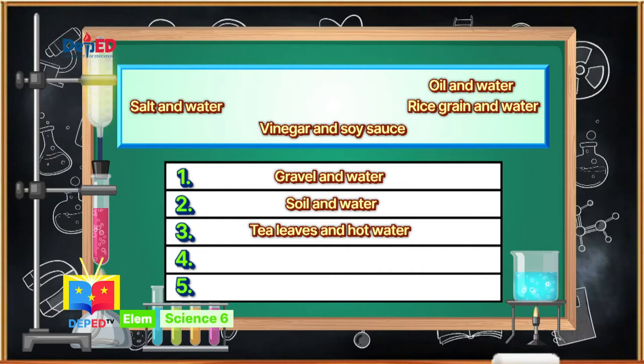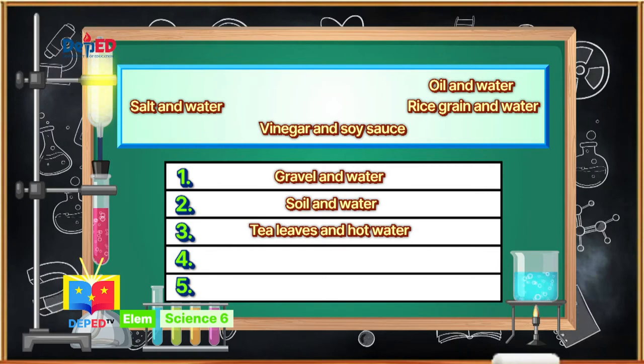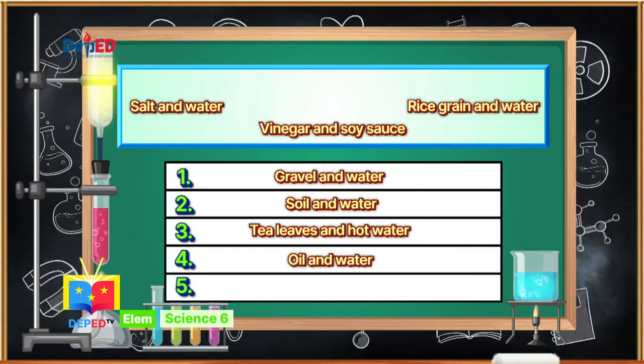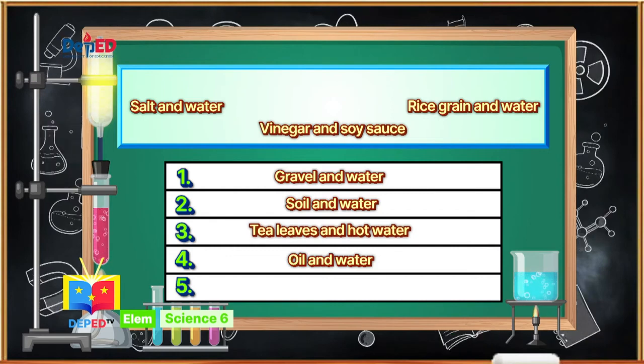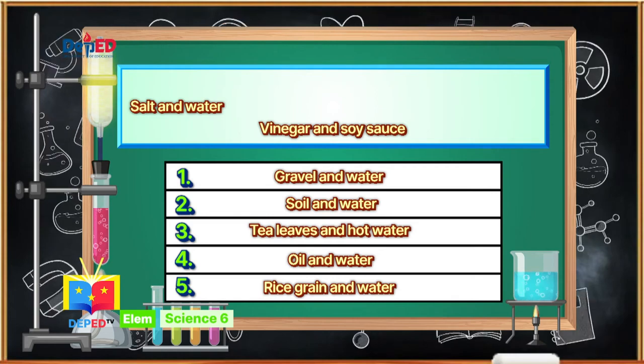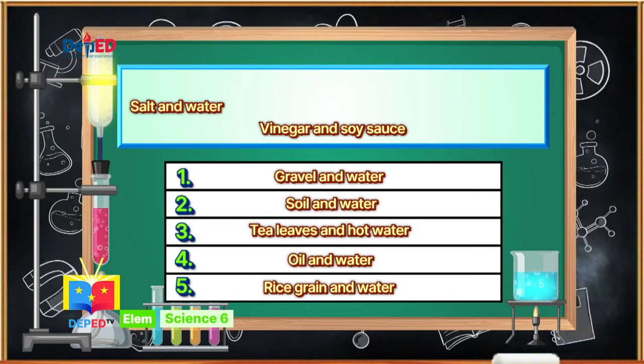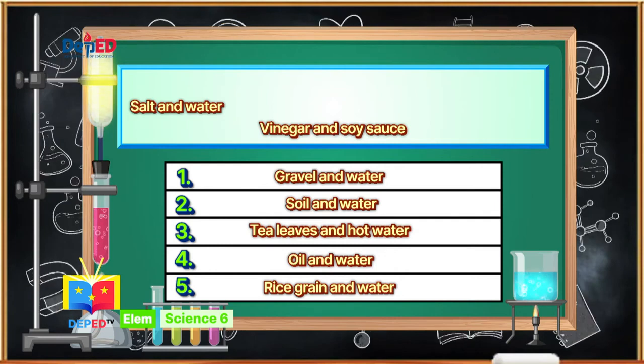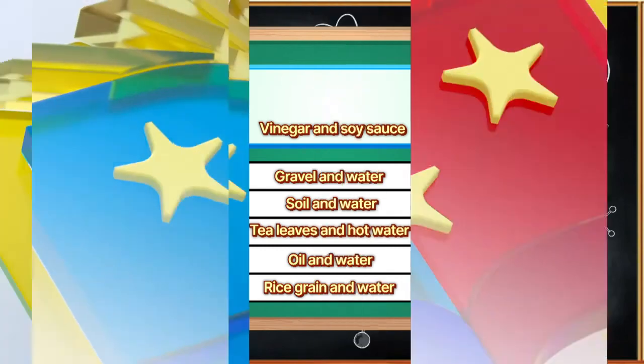Is the mixture of oil and water an example of suspension? Yes, it is. Is the mixture of rice grain and water an example of suspension? Very good. It is. The mixtures gravel and water, soil and water, tea leaves and hot water, oil and water, and rice grain and water are examples of suspension.